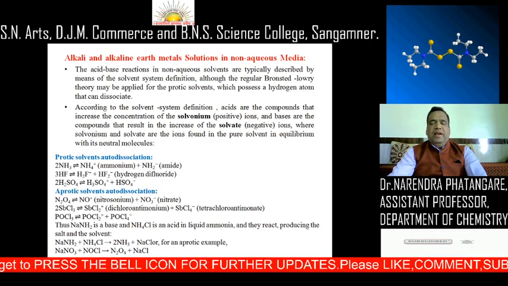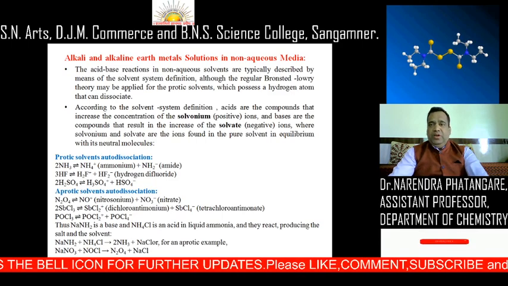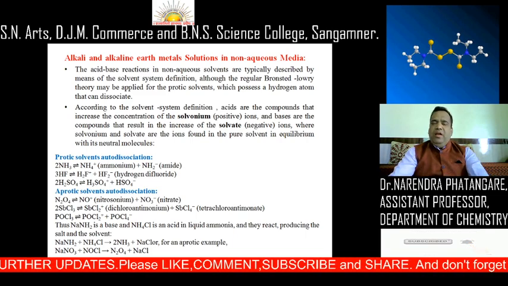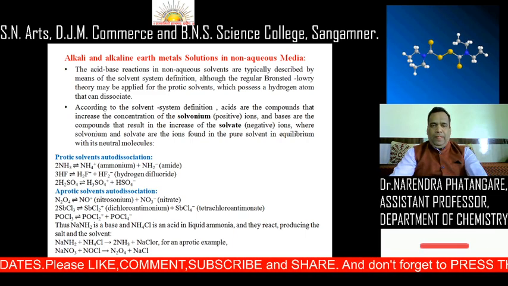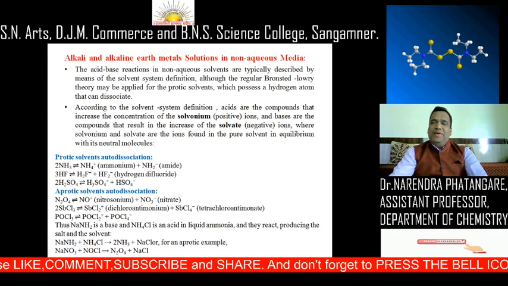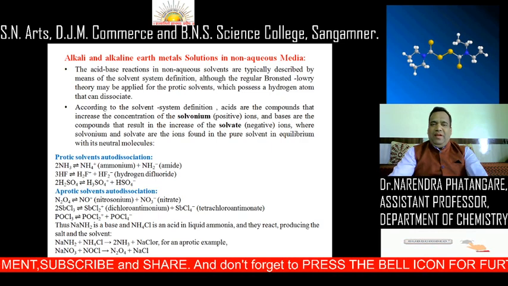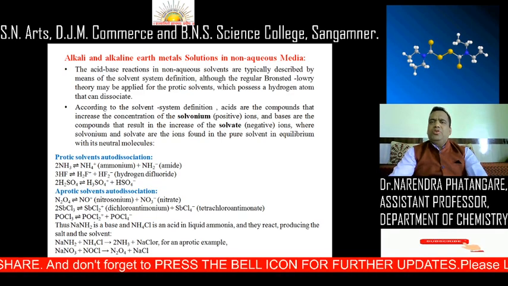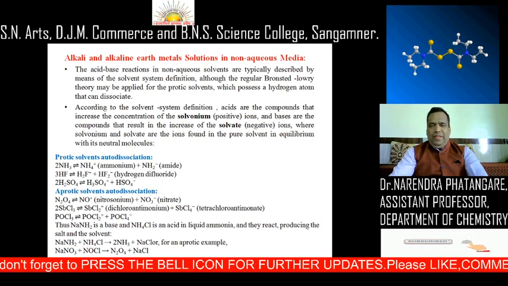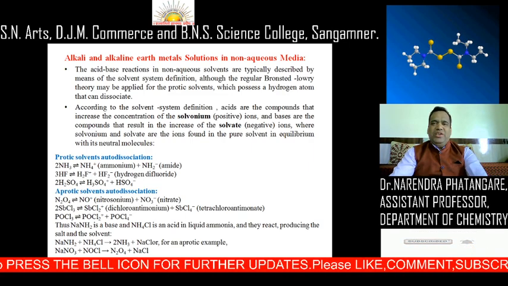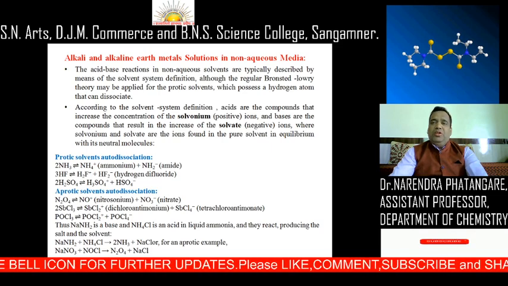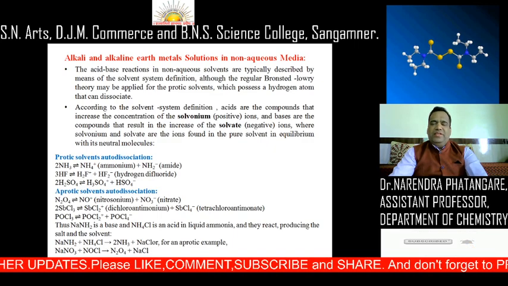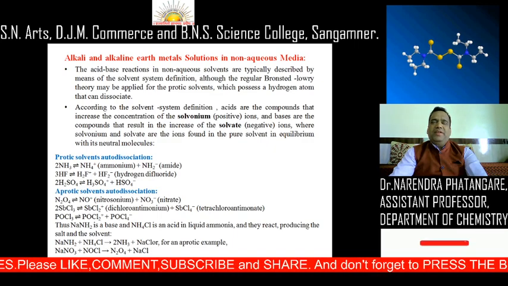Then again, in a second reaction, when hydrogen fluoride dissociates, three molecules of hydrogen fluoride dissociate unequally into H2F plus and HF2 minus. There is an unequal distribution of hydrogen again here. The third molecule we are taking into consideration is sulfuric acid. When two molecules of sulfuric acid dissociate, they again dissociate unequally into H3SO4 plus and HSO4 minus.